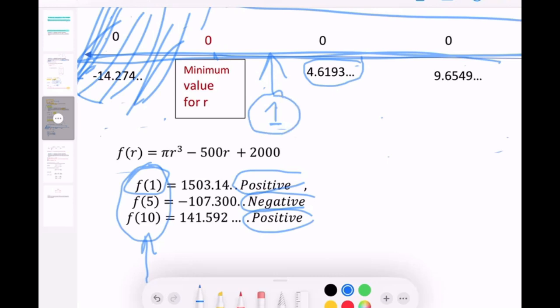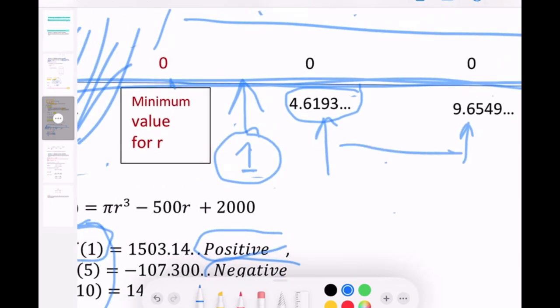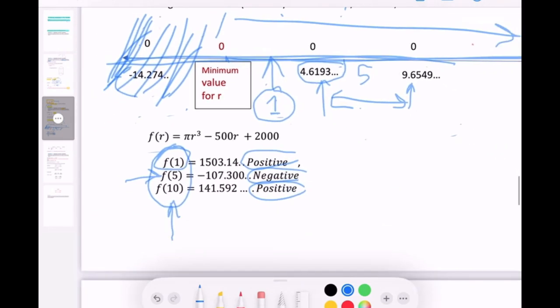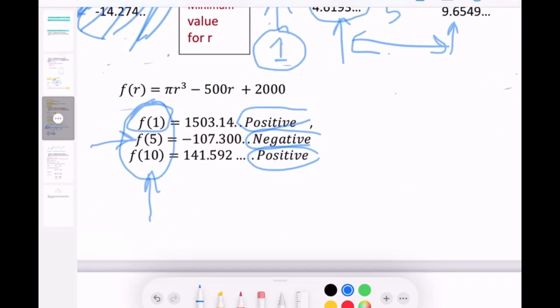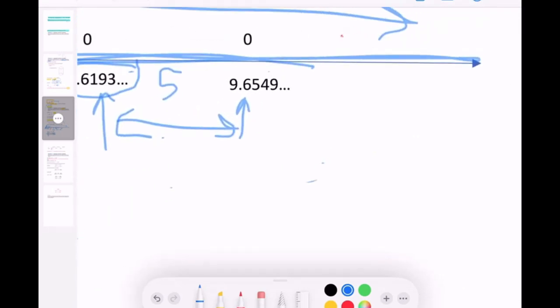Then, why do I take 5? 5 is after this 0 and before this one, in between. So I have chosen 5. You can choose 6, 7, 8, any value between these two zeros. And then, why have I chosen 10? 10 is somewhere here, after 9.6, to see what the sign is.